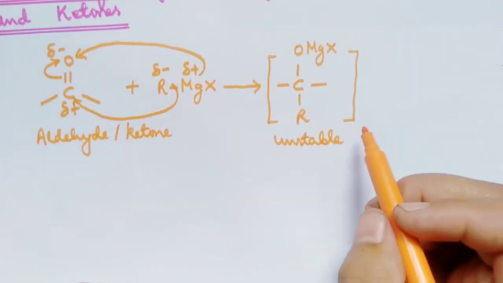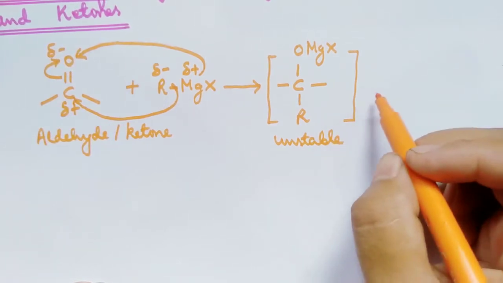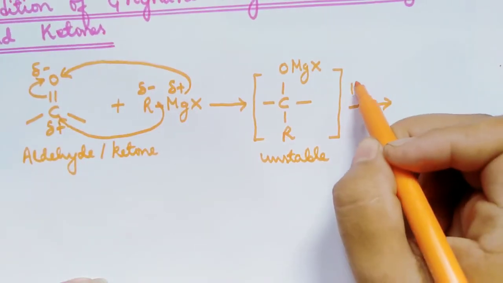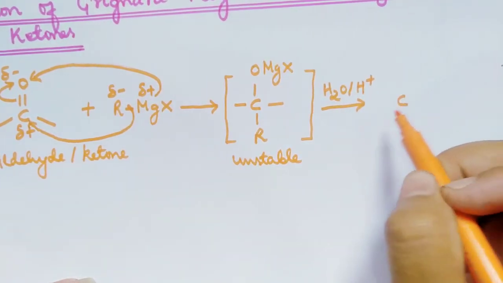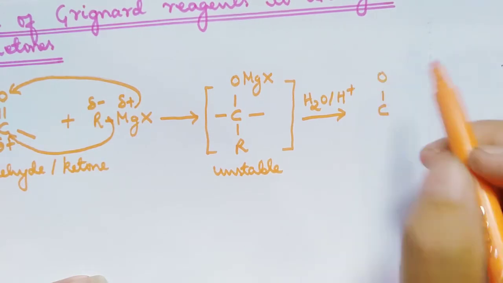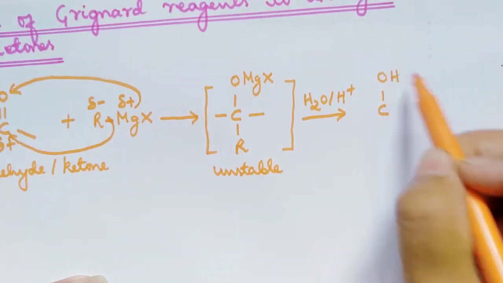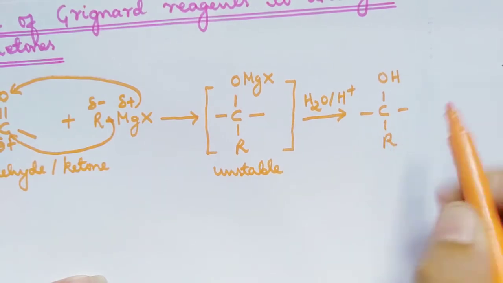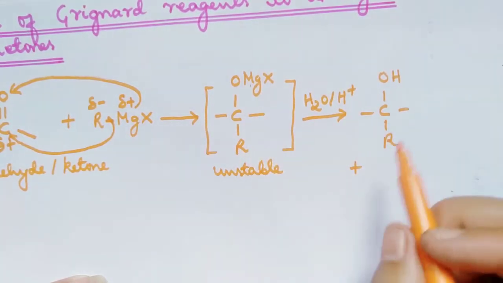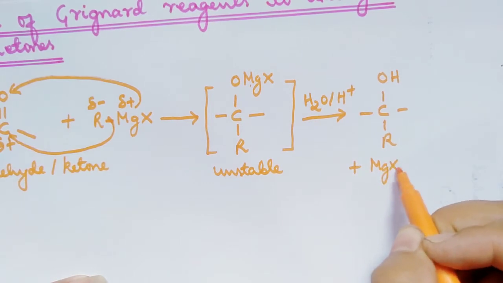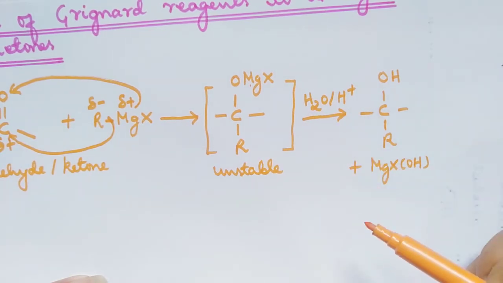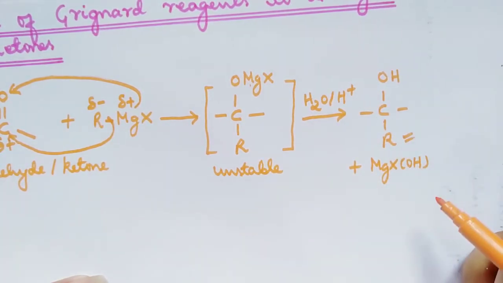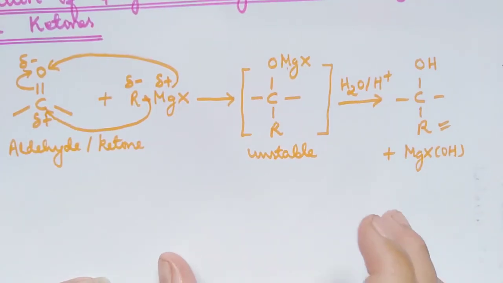Next, we hydrolyze this one with dilute acid. If we do that, we get C, here we have OH, here we have R, plus MgXOH. The OH and H come from H2O. So this is your alcohol. This is the general reaction of an aldehyde or a ketone with a Grignard reagent.